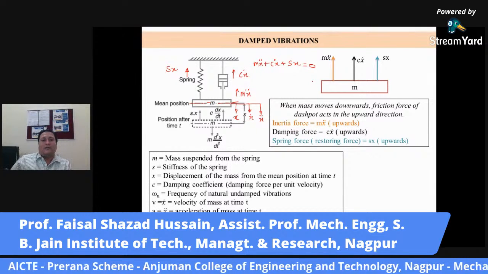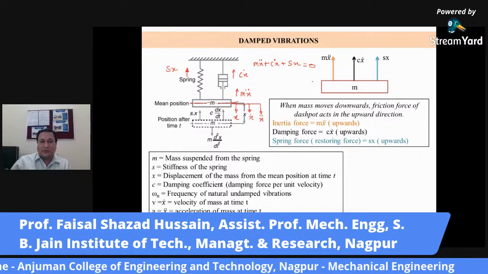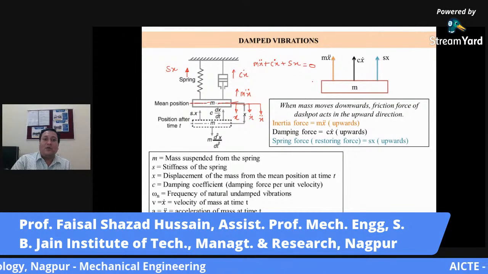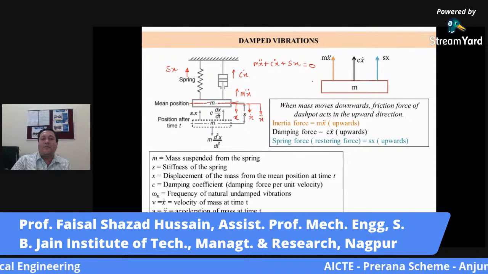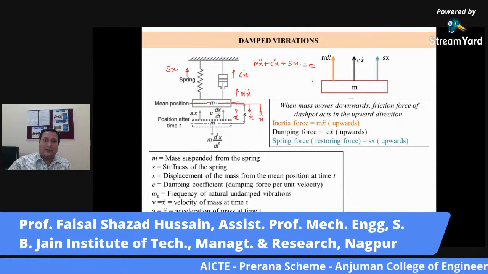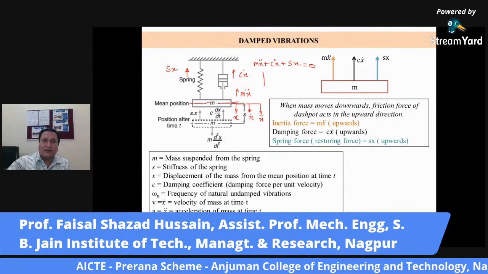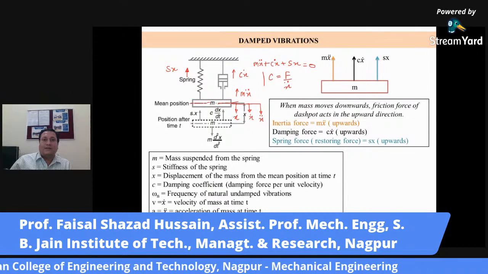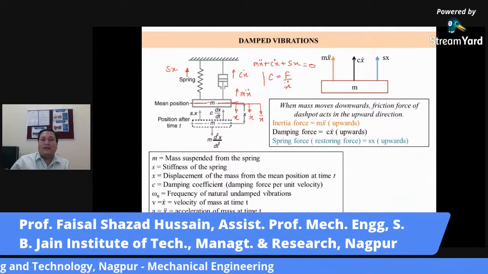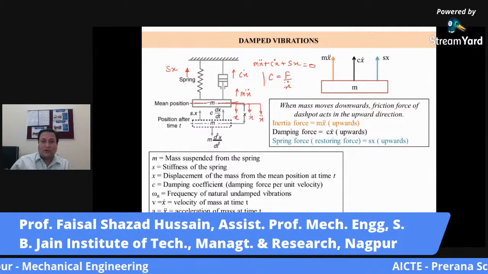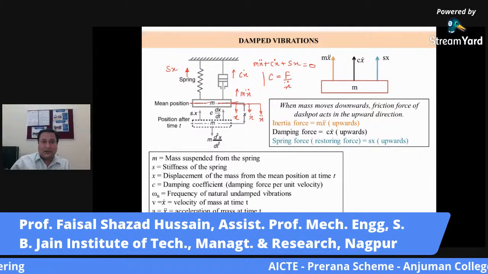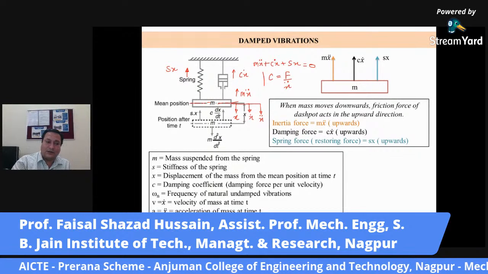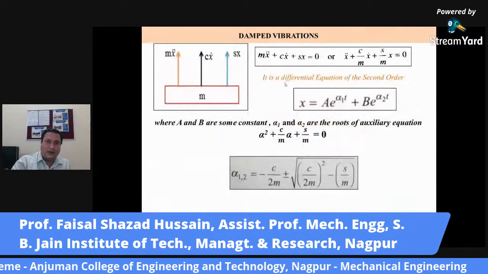Here m is the mass suspended from the spring, s is the stiffness, and x is the displacement. Here a damping coefficient is there. Damping coefficient means damping force per unit velocity. So c is your damping coefficient, and it is force per unit velocity. Similarly, omega n is the frequency of undamped free vibrations, and x dot and x double dot are the velocity and acceleration of the system. Now let us move further.